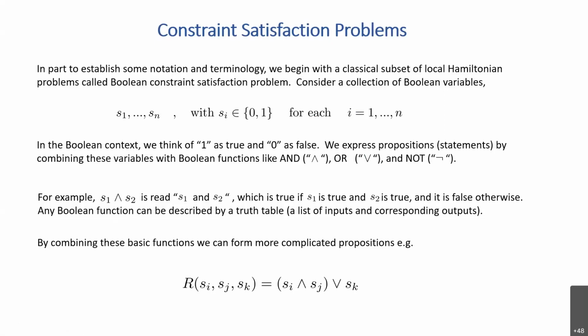Any of these Boolean functions can be described by what's called a truth table, a list of their inputs and outputs. And you can imagine combining them to make more complicated propositions or statements. So Si and Sj, either this has to be true or that has to be true in order for the overall statement to be true.